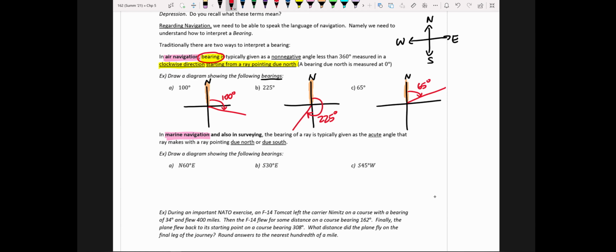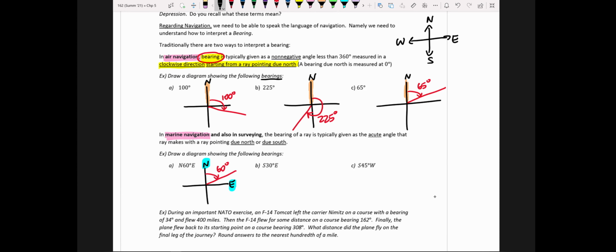Okay. For marine navigation, they give us the north-south or east-west direction. So for marine navigation, if we're going northeast, let's highlight this is northeast. We start the north-south line and then go towards the east-west line. So north 60 degrees east, that means we start north and travel 60 degrees towards the east direction, right there.